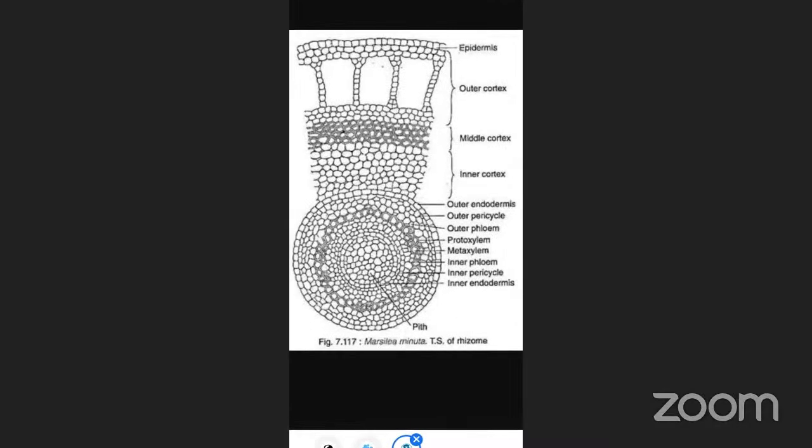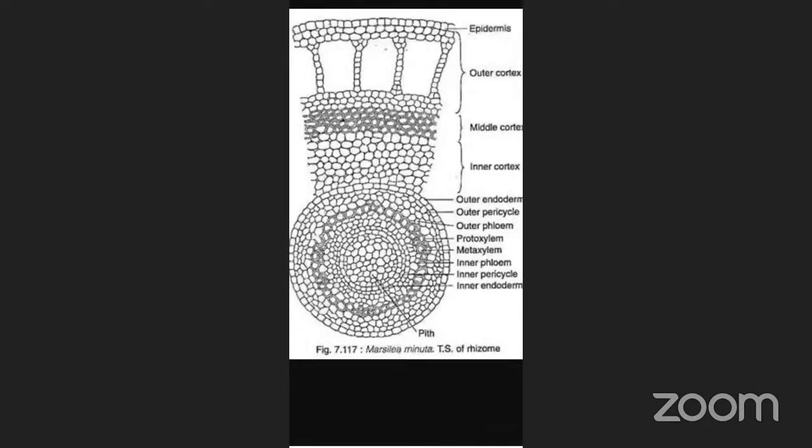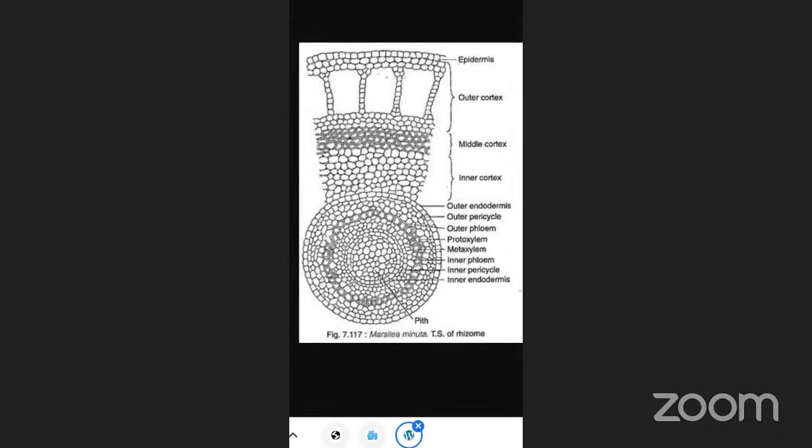Amphiphloic siphonostele means phloem is present on both sides. Xylem is surrounded on both sides, inner side as well as outer side, by phloem. Amphi means both, phloic means phloem. That is the special character of the Marsilia rhizome, the amphiphloic siphonostele. The Marsilia petiole is also important, and the sporocarp is also important.